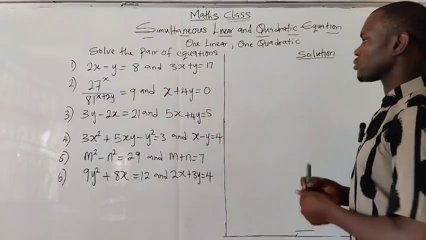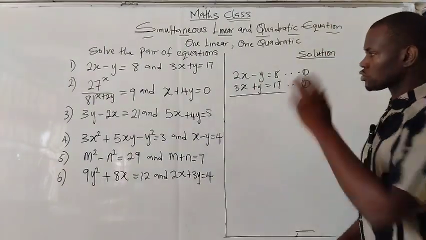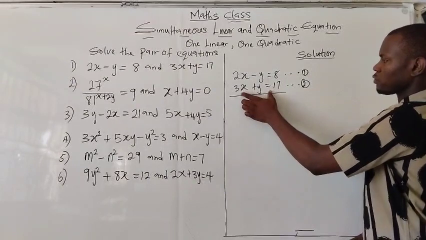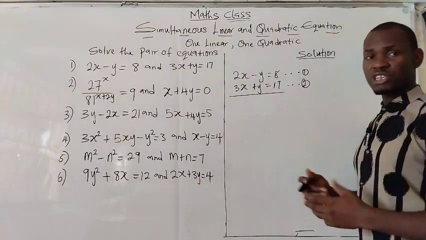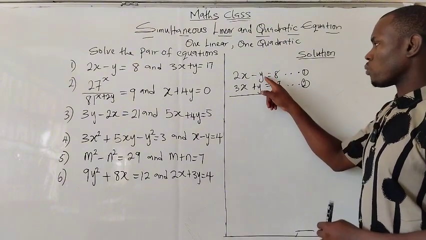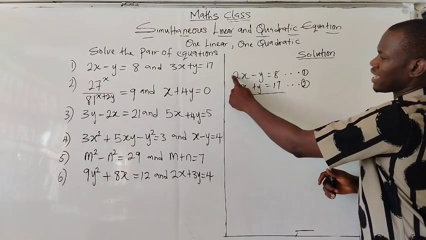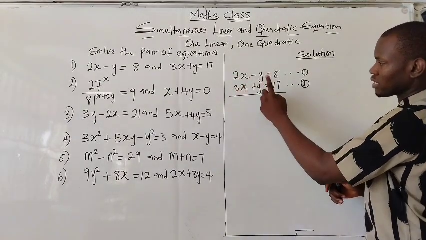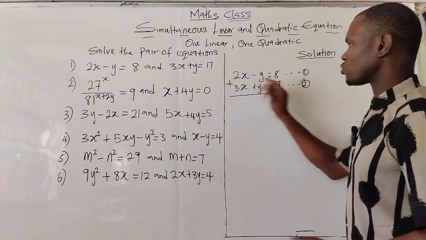Let's start with question number 1. To solve question number 1, this has formed my equation 1 and this has formed my equation 2. To simplify, I will be making use of elimination method. Reason is because y has equal coefficients here, unlike x. Here I have 2x, here I have 3x, but here the coefficient is 1, even though this is a negative 1. So I'll be adding equation 1 and 2 to eliminate.